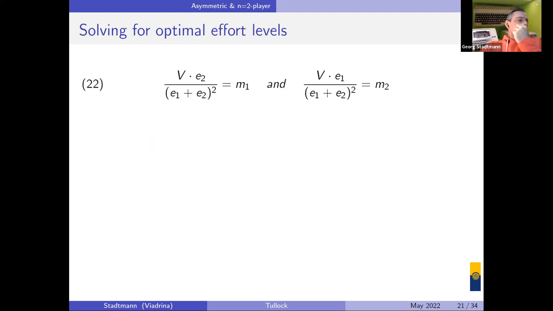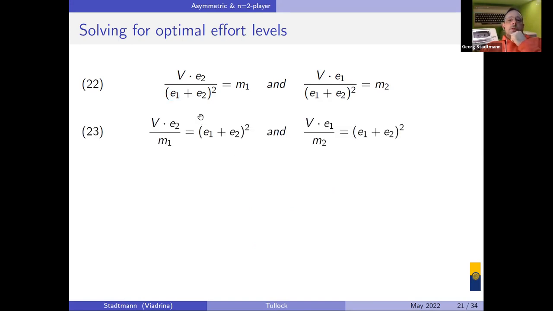In the next few steps, I would like to solve for the optimal effort of player 1. And this will need some time. So we will need some modifications in order to solve these two equations for E1. In a first step, we have to put the denominator on the right-hand side and the right-hand side to the left-hand side. So we put the term in brackets to the power of 2 on the right-hand side, and M1 pops up in the denominator of this fraction. It's the same with respect to the second equation. So this one to the right-hand side, M2 to the denominator.